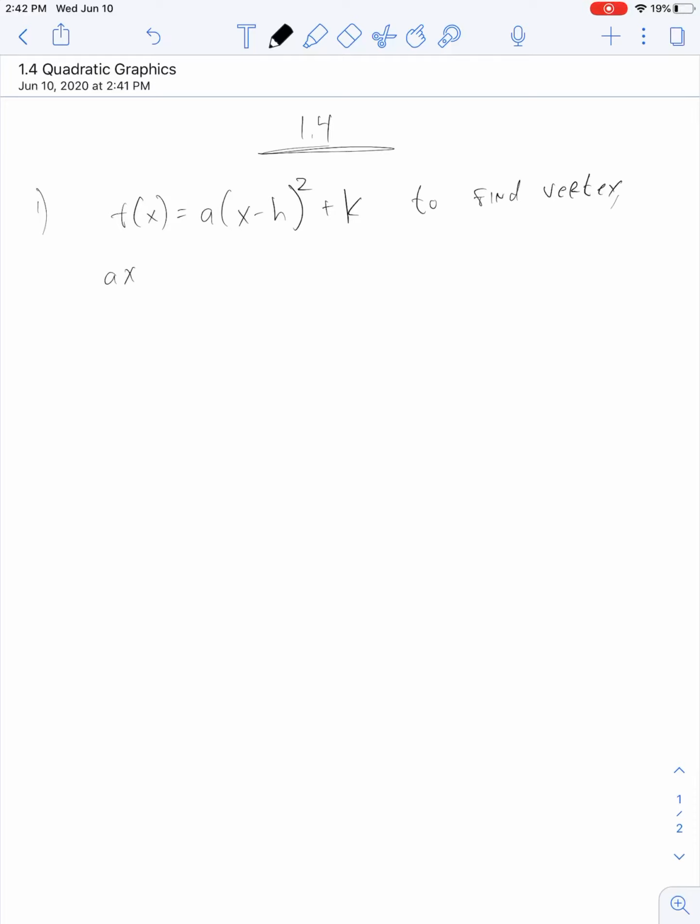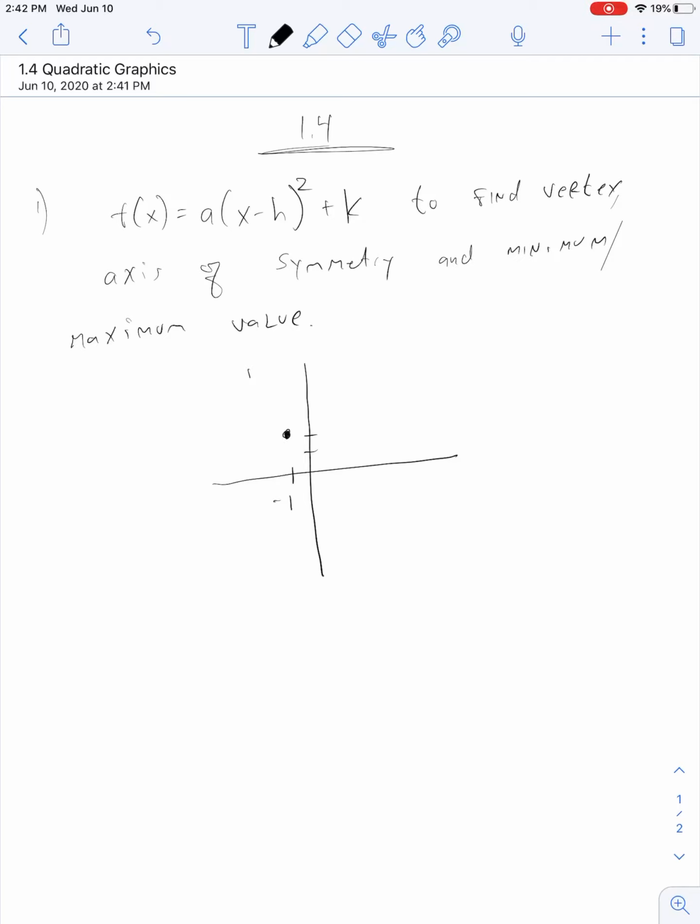vertex, axis of symmetry, and our minimum or maximum value. And this graph looks something of this nature here, where it looks like at -1 and 2, we have this point, and it looks like it goes something like this.